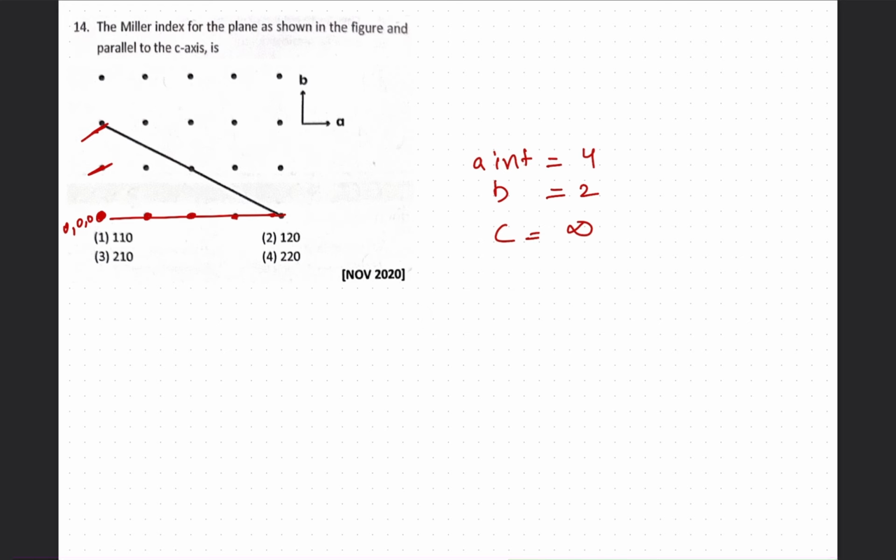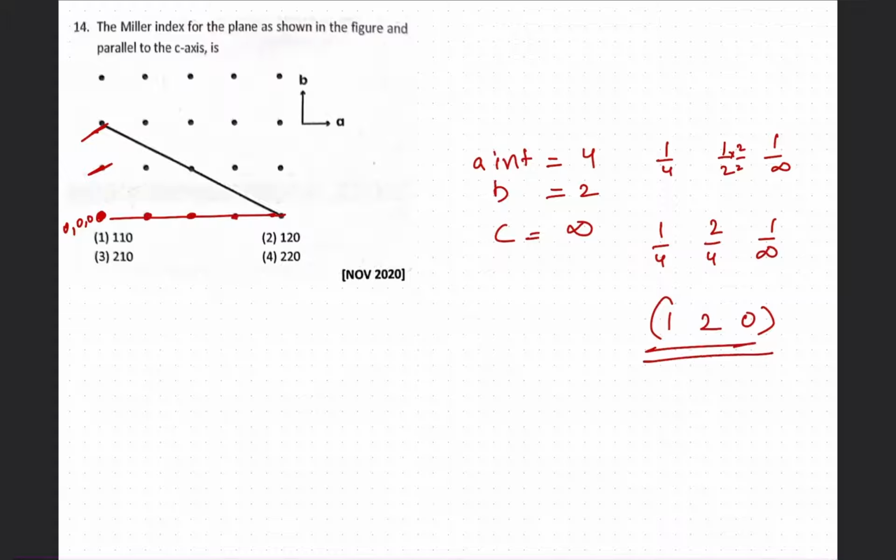To calculate the Miller index we have to take the reciprocal of the intercepts. Now just solve it. If I multiply by 4 like this, this will be 1 by 4, 2 by 4, 1 by infinity. So this will be 1, 2 and 0. You have to take the fractions to 1, 2 and 0. The second will be the right answer.